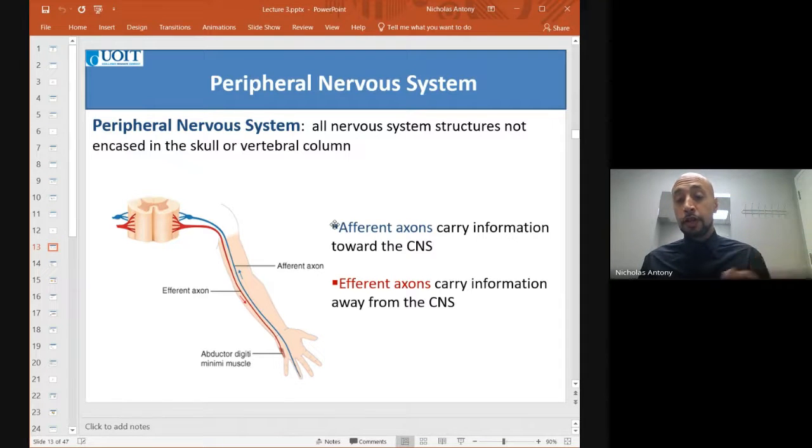Whereas the other way that information can go is efferent. That is information going from the central nervous system out to the periphery, and that would be our motor system. So sensory information is afferent, going from the periphery to the spinal cord and up, versus efferent information, which is sent out from the spinal cord to the periphery. Cool?